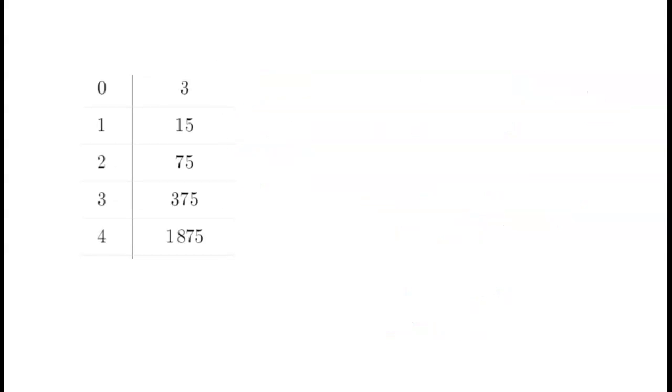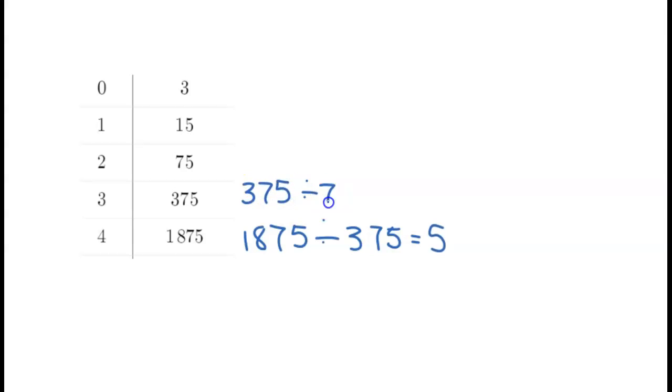Okay, what's my multiplier here? How do we find the multiplier if we don't know what it is? We take the 375 and divide by the number in front of it, because dividing is the opposite of multiplying, and so that gives our multiplier.